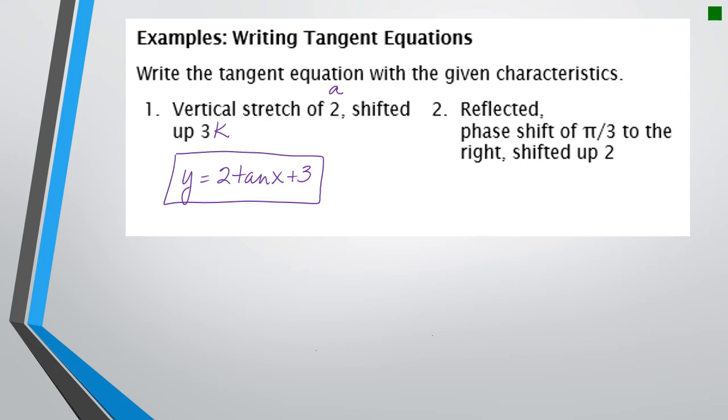For number 2, I'm going to do kind of the same thing. I have this reflection, which is affecting our a number. It means that we're going to have a negative very first thing. Phase shift of pi over 3 to the right, that is our h number. And then shifted up 2 is again our k number whenever you have a vertical shift. So we're going to have y equals negative, that's our reflection. There's no stretch number and no period change, so it's just going to be tangent x. But I do need to have parentheses for my phase shift. Since it's going to the right, that actually means I'm going to use a minus because it's always going to be opposite. So it's going to be minus pi over 3 and then shifted up 2, so plus 2.